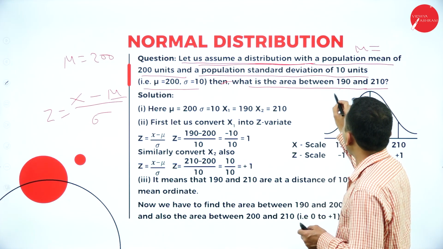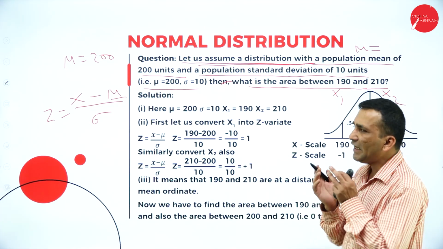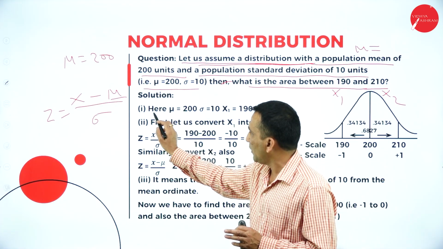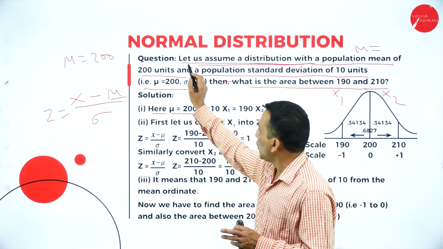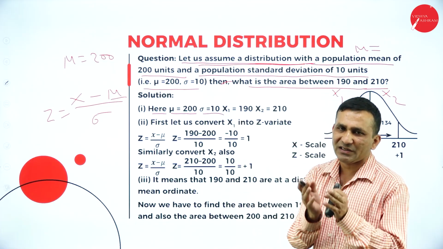Now 190 we can assume as x1, and 210 we can assume as x2. We need to do them separately. The given information I have written here. So here mu is equal to 200, which is given in the question, and the standard deviation is given in the question as 10.